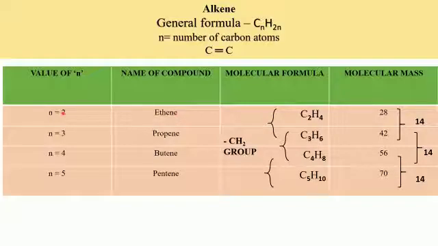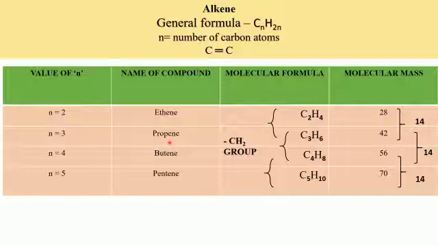So since you have two carbon atoms here, it is considered to be a derivative of ethane. Hence you will use the root word eth, and because it is an unsaturated hydrocarbon, you will use the suffix ene. So you get the name ethene. Molecular mass is 28. Then we will use n equal to 3, the next member.